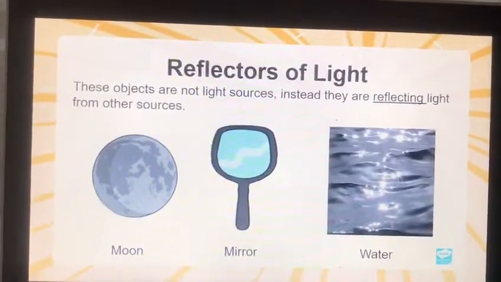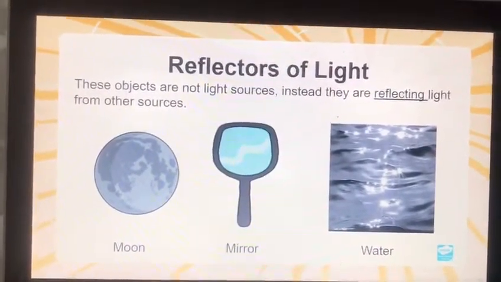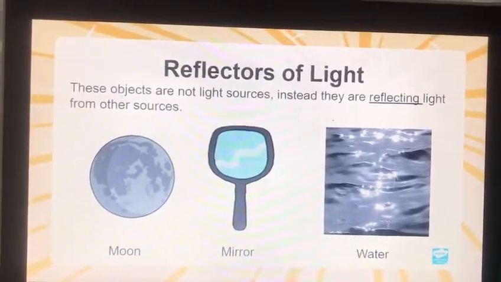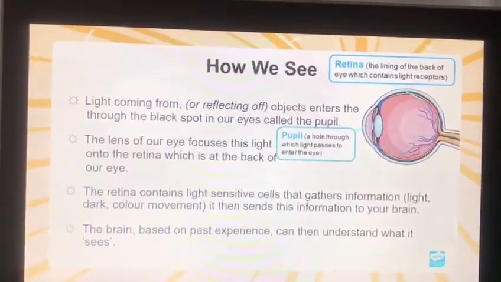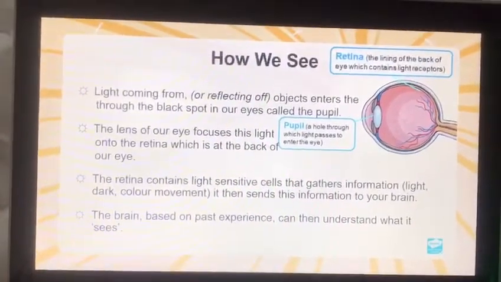And these are reflectors of light. They're not light sources, instead they're reflecting light from other sources. So we've got the moon, a mirror, and water. So now this is how we see. This is how our eyes use the light from these light sources.